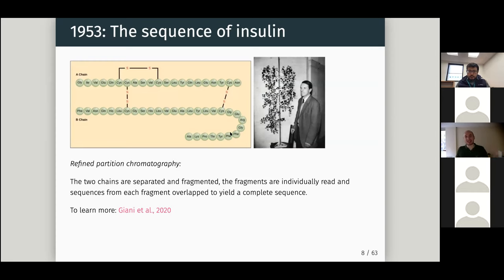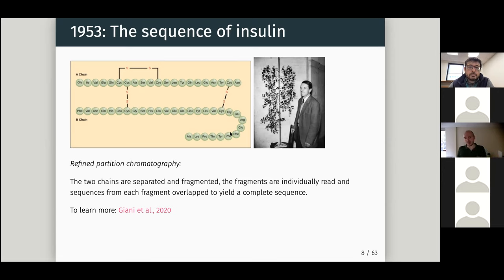I said I will skip history, but here it is just to define what the problem is. So when we're talking about assembling a genome, we're talking about a very simple problem in principle, and it's a problem that was essentially already solved, if you want, a long time ago by Sanger himself.